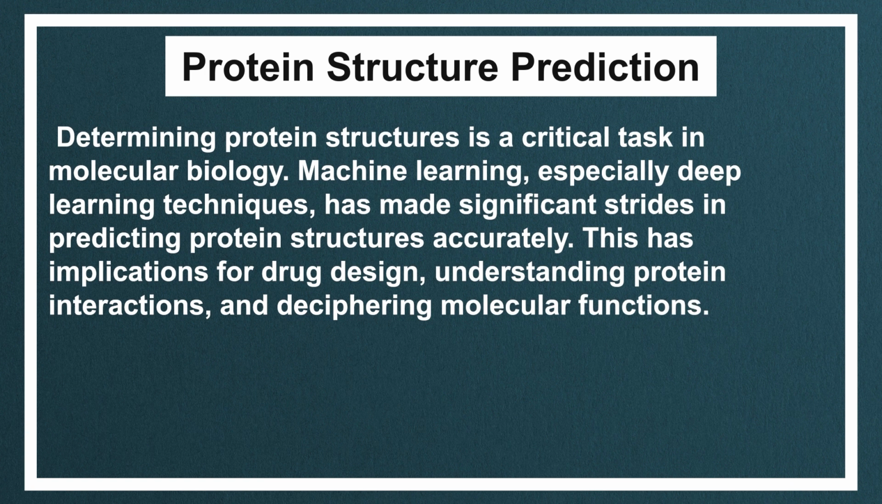One more thing that we can have is protein structure prediction. Determining protein structures is a critical task in molecular biology. Machine learning, especially deep learning techniques, has made significant strides in predicting protein structures accurately. This has implications for drug design, understanding protein interactions, and deciphering molecular functions.